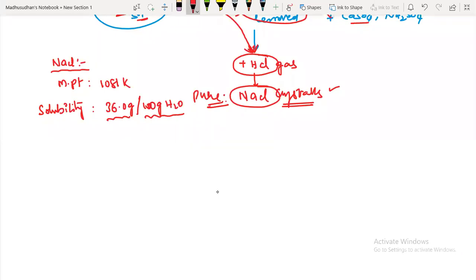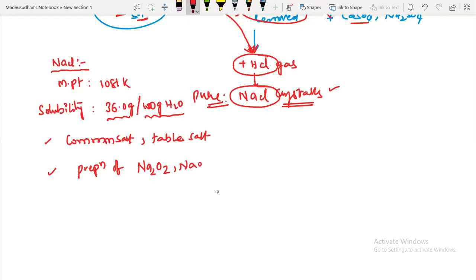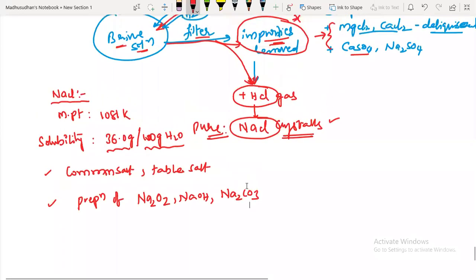And its uses. One of the important uses is as a common salt, isn't it? It is a table salt also, so it is used for domestic purposes, right? It is also used in the preparation of sodium peroxide, Na2O2, sodium hydroxide, and sodium carbonate. Okay, so this is about sodium chloride. Please note down these things.